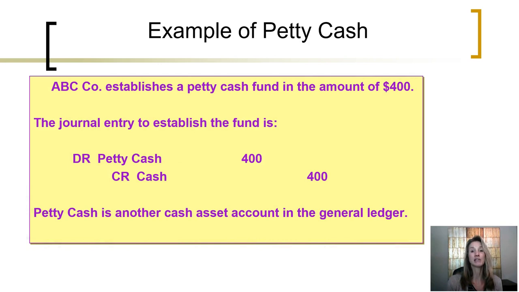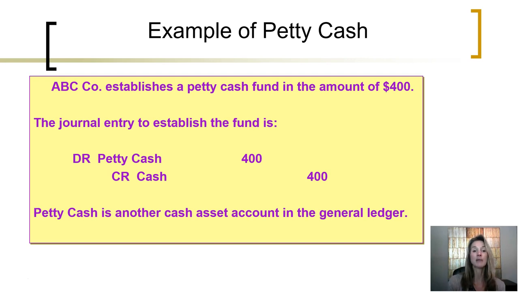So let's look at an example. If ABC Company establishes a petty cash fund in the amount of $400. Prior to having the petty cash fund, all of their cash is maintained in the main cash account from the bank. In the general ledger, we need to make an entry to document that cash of $400 is being taken out of the main cash account and put into a petty cash fund.